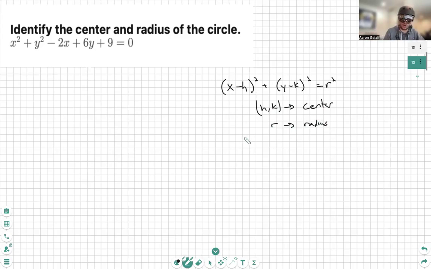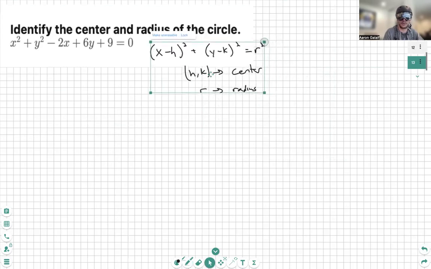Okay. So what we notice here is that we don't have it in that form. What we need to do is complete the square, and then that's going to give us the solution we need to finish off this problem.